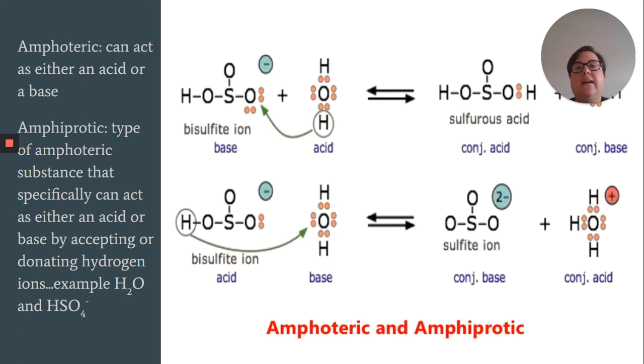So amphoteric, you can act like an acid or a base. Amphiprotic specifically is talking about the ability to gain or lose a hydrogen. So amphoteric is more generalized. Amphiprotic is very specific to the hydrogen.